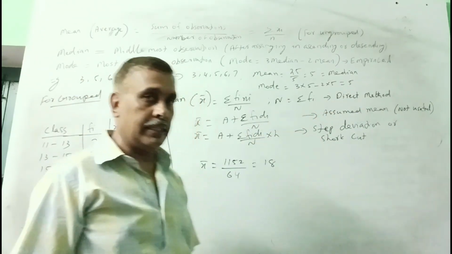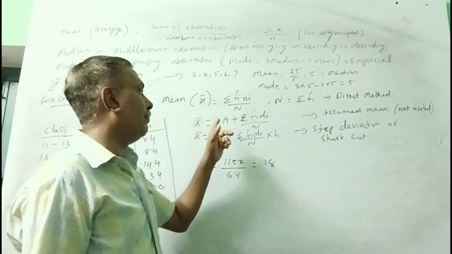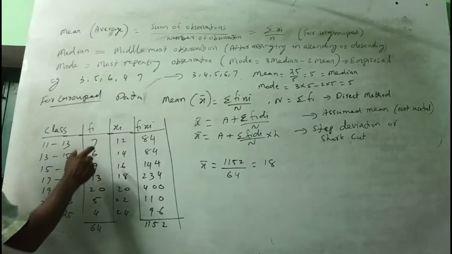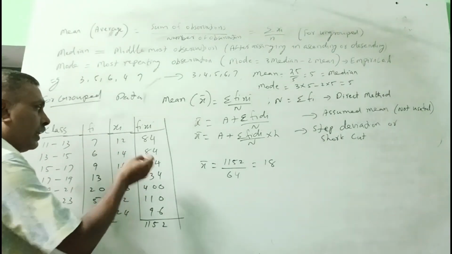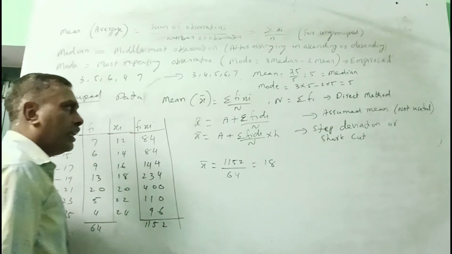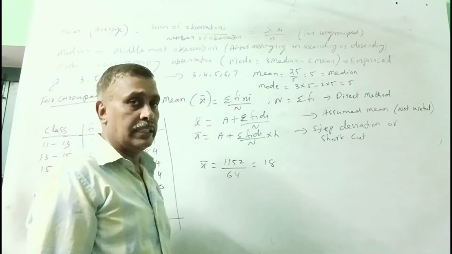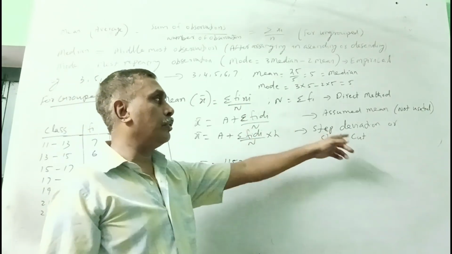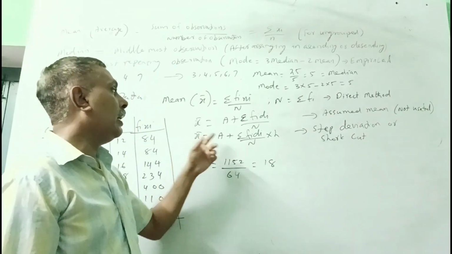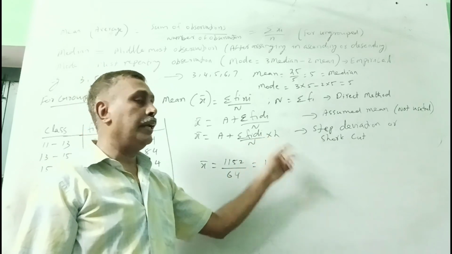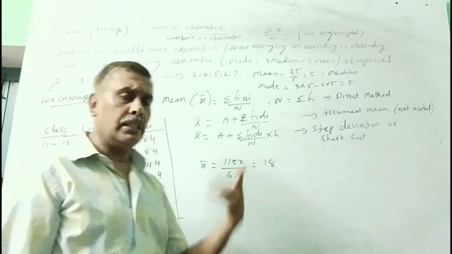Such a method is called the direct method. Then the other method is the assumed mean method, where we reduce these xi values as small as possible by considering an assumed mean. But that is not a very useful method, so it is better to use the first method in such cases. And there is a shortcut method, or step deviation method, which is the most important one for you. That is a plus sigma fi ui divided by n, into h. I will explain the first and the last method. The middle method you don't use, just leave it.